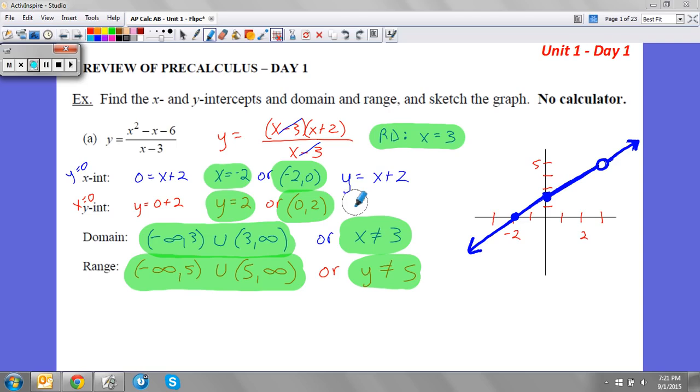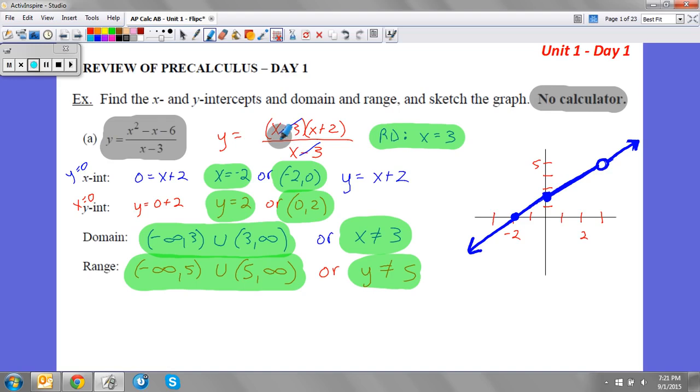It says find the x and y-intercepts and domain and range and sketch the graph. Okay, so what I have here is a rational function at first glance. I see the x squared, I see the x on the bottom. I'm going to think that this is a rational function, but my first immediate strategy, because I do not have a calculator, is to factor. Because when I factor, I'm able to cancel out this removable discontinuity that exists at x is equal to 3. It's a hole in the graph right here.